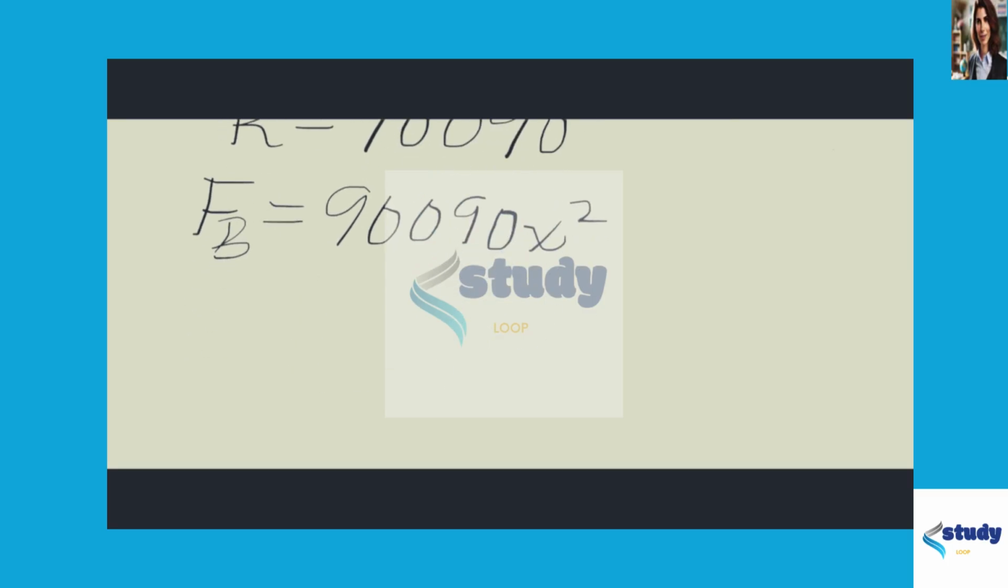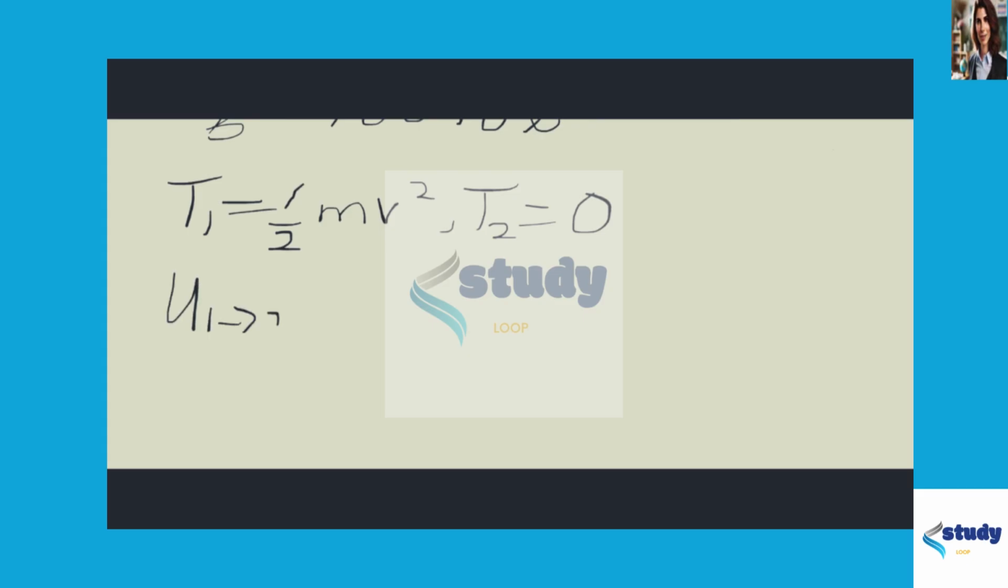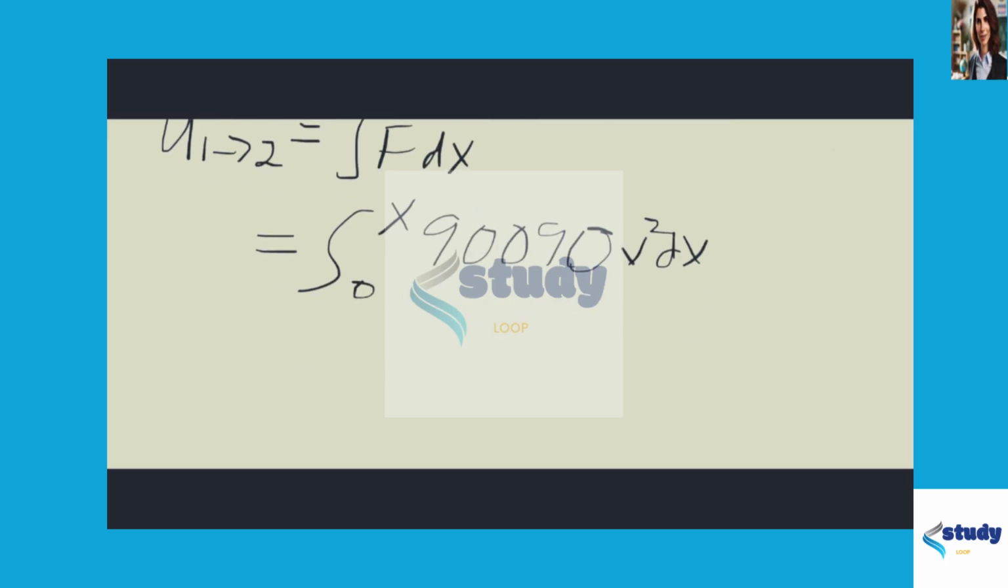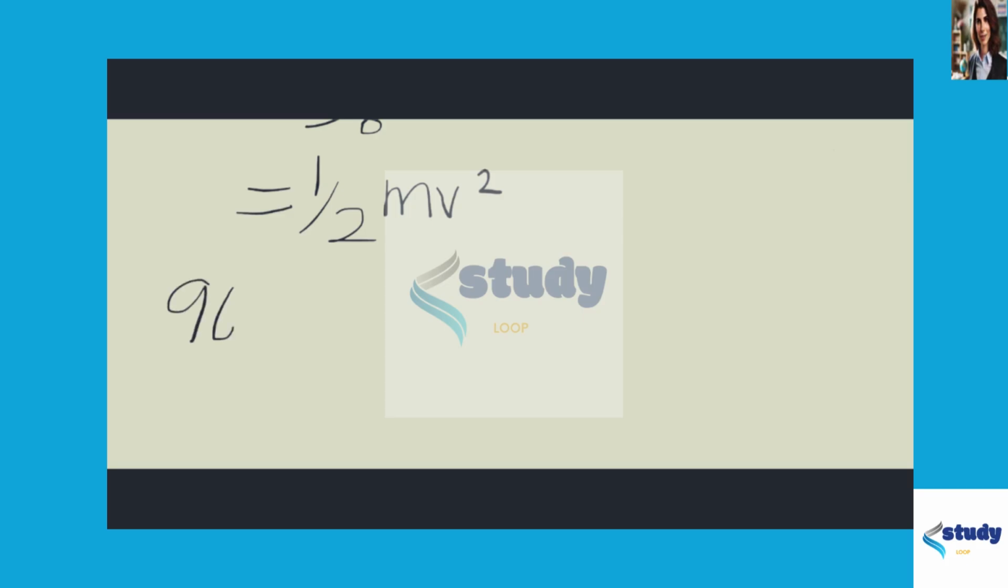The approach we use to solve for B is going to be similar. The initial kinetic energy is 1/2 mv squared. The final kinetic energy is equal to 0 because the ship is brought to rest. And the work done by the bumper is again the integral of F dx. We know the expression for F, which we just solved for, so that's the integral from 0 to x of 90,000 x squared dx, and this will be equal to 1/2 mv squared. Carrying out this integral gives us 90,000 x cubed over 3 is equal to 1/2 mv squared.